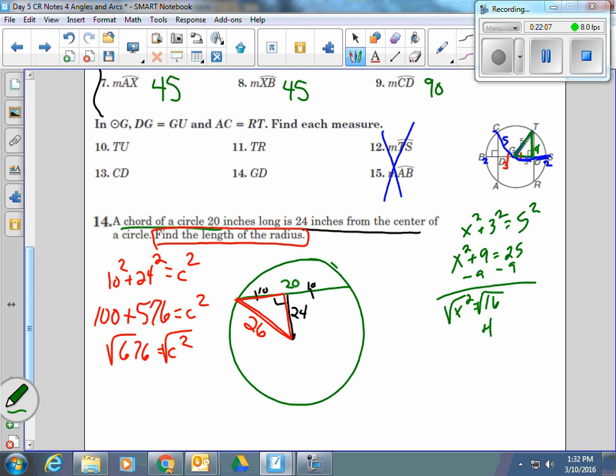So how big is TU? 4. How big is CD? You said CD was what? 4. Very good. How big is TR? How big is GD? 3. And we're not going to worry about those. Good. Okay.